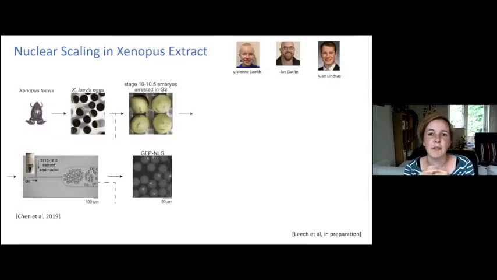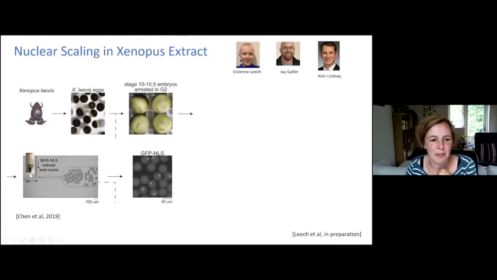And for this, I want to talk about a different project, a more recent project, together with my PhD student, Vivian Leach, with Jay Gatlin and Alan Lindsay. What Jay's group does is they do very nice in vitro experiments. And so they work not with flies, but with frogs. And what they can do is they use extract of frog eggs. And then they create sort of cell mimicking droplets.